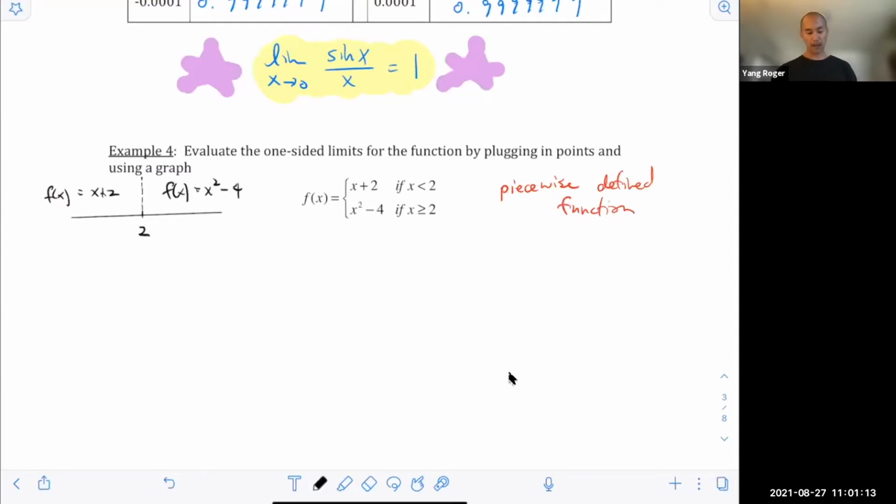Okay. So when we look at this example, they want us to evaluate one-sided limits for the function. And they say by plugging in points and by using a graph. Well, plugging in points, we'd use our calculator to see where this one's going and where this one's going. And then we'd see if we get the same numbers as we come from either side, just like we did for the sine x over x case. But what I want to do is show you how to do it with a graph.